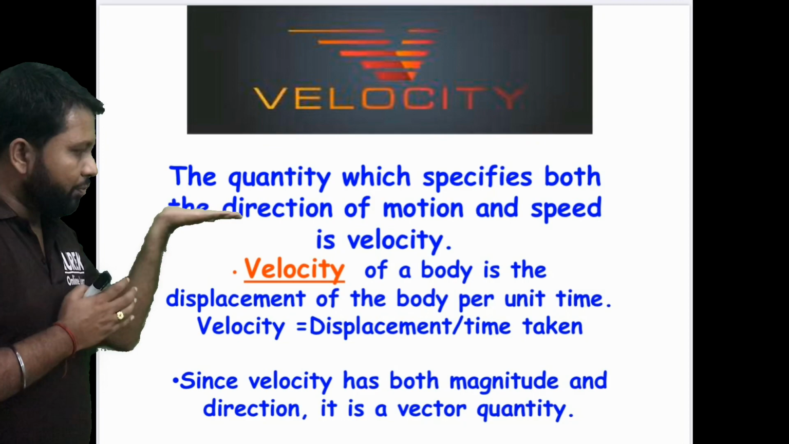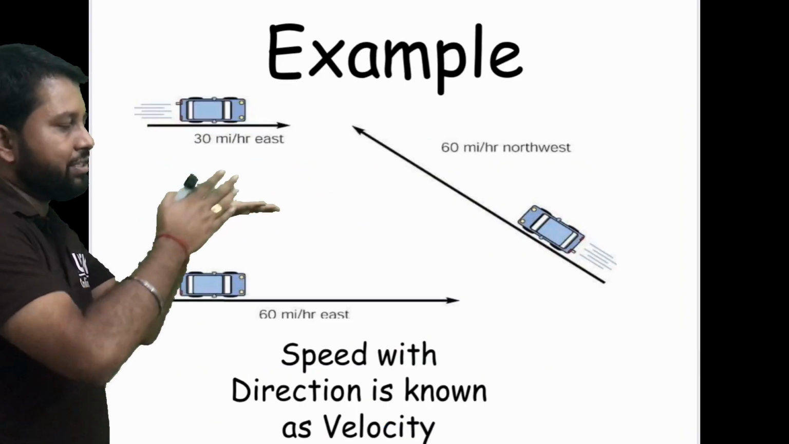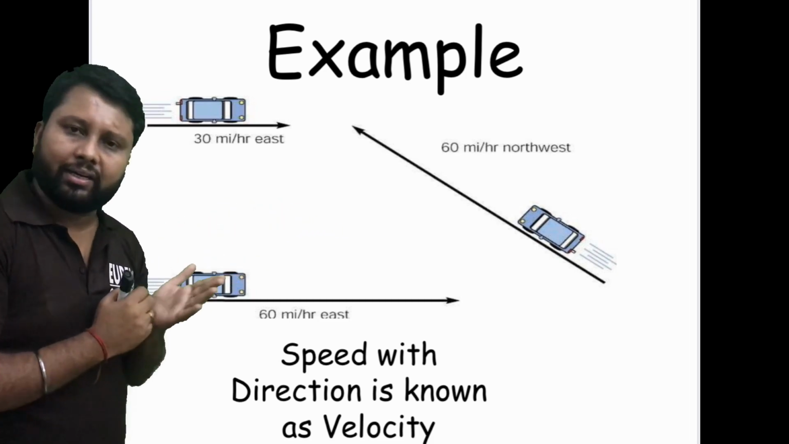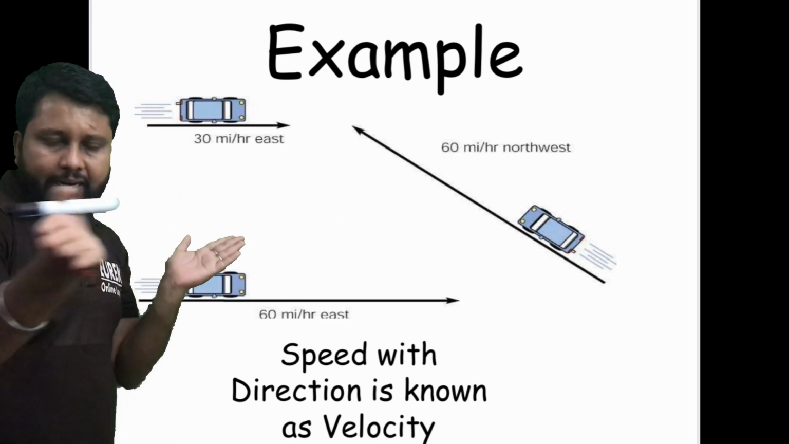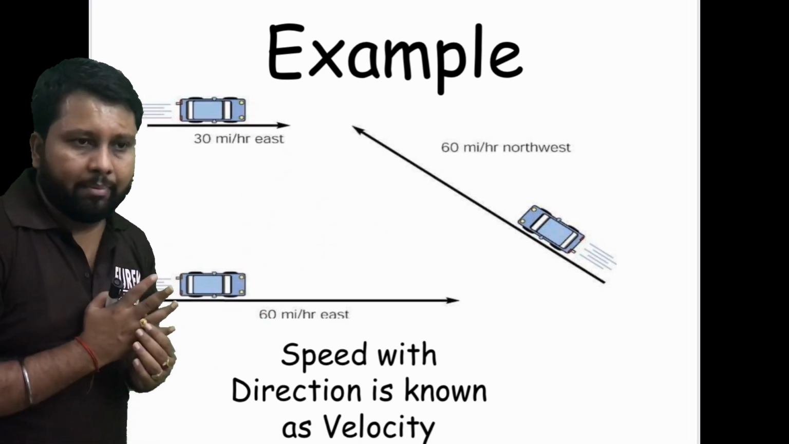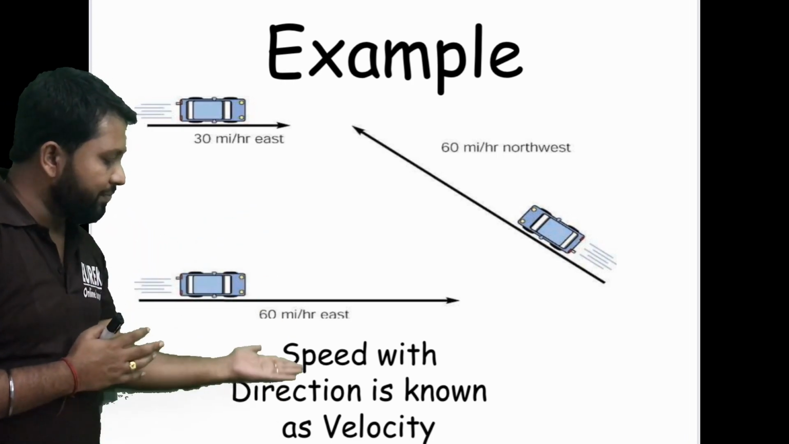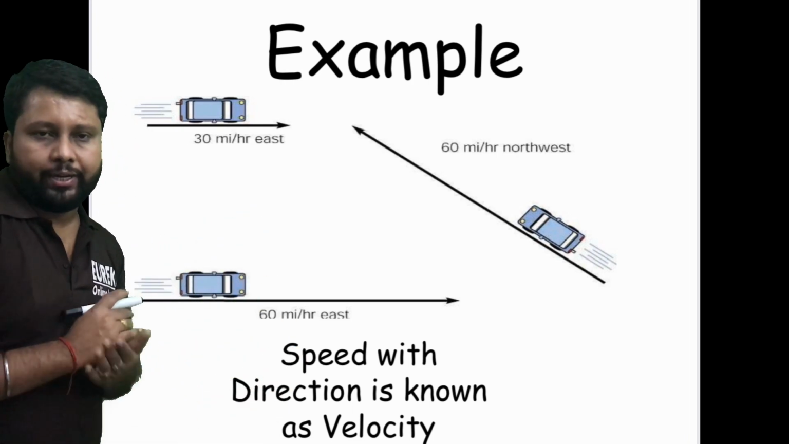If a car is moving in a straight direction and the direction is not specified, we can only calculate the speed. But if the direction is given, such as north or south, then it is velocity that we are talking about. So speed with direction is known as velocity.